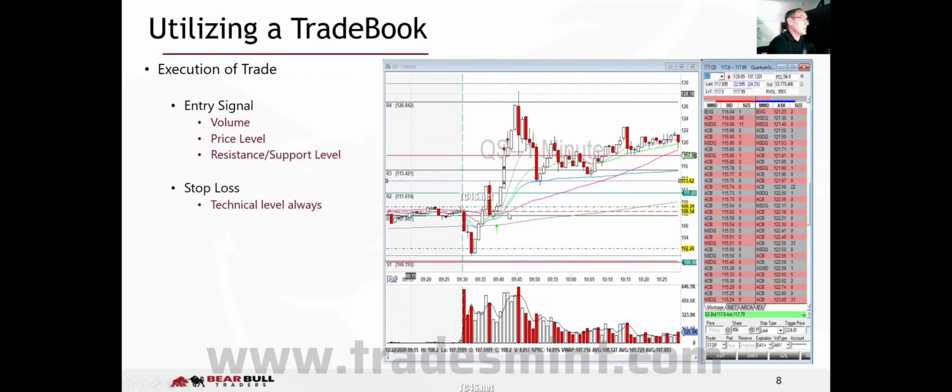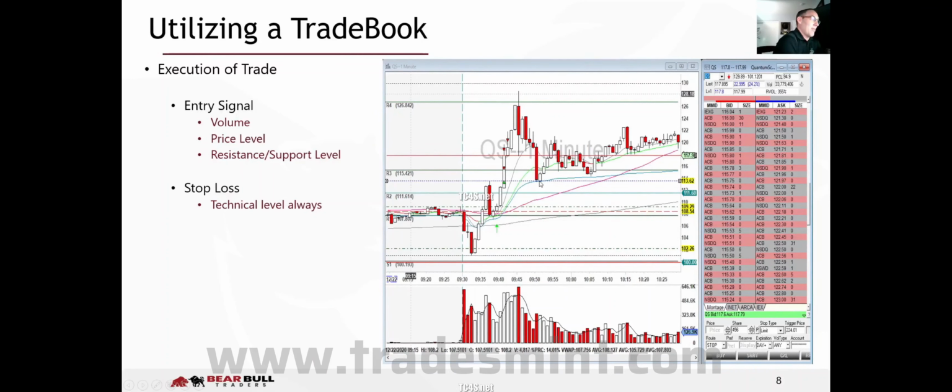But the other thing on the execution of the trade that you want to be aware of is your stop loss. You always want it at a technical level. And you want to give it some room, just in case it comes back and tests. So if we look at this right here, this daily level, if I use that level as my technical stop, you see it wicks down and up. You want to give it some room.